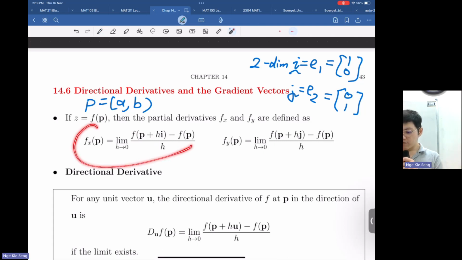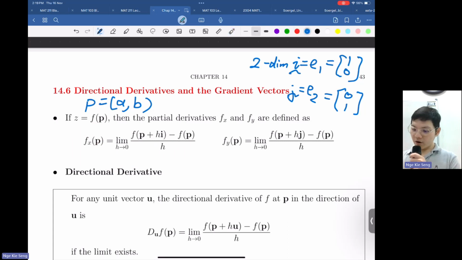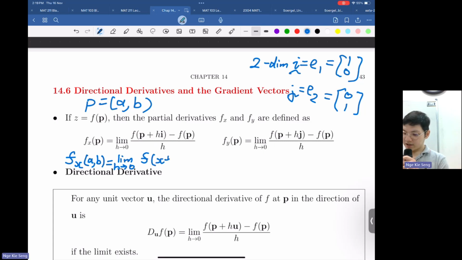So how do you define fx at p? Recall what we had for fx last time. Do you remember or not? Let me put (a, b) here. So you can still recall what we had last time? f of x plus h, y. Sorry, here it is (a, b) now, right? f(a+h, b) minus f(a, b), over h.